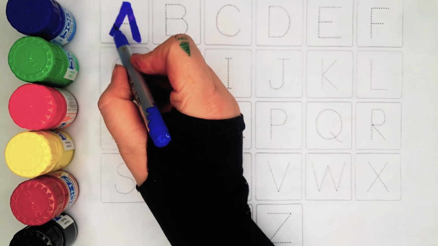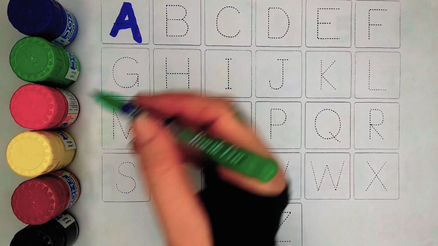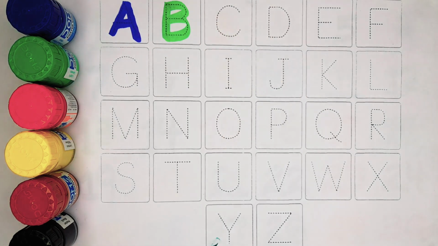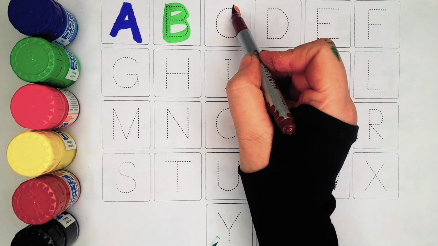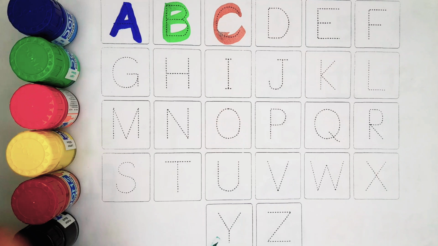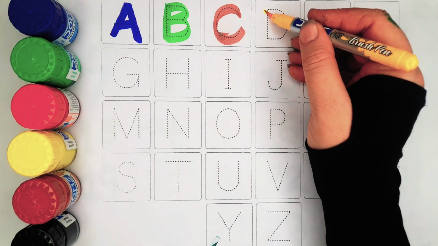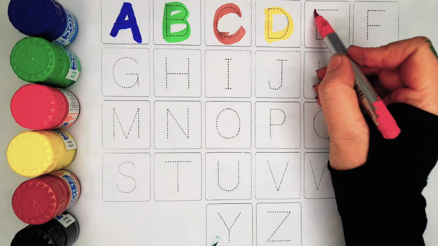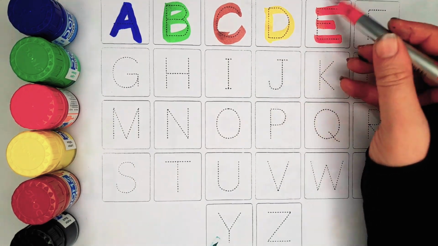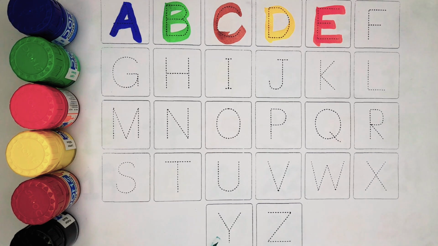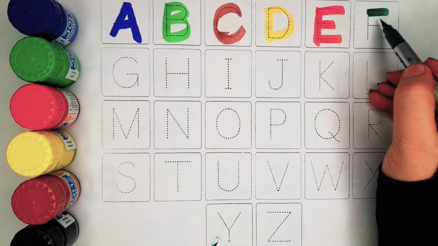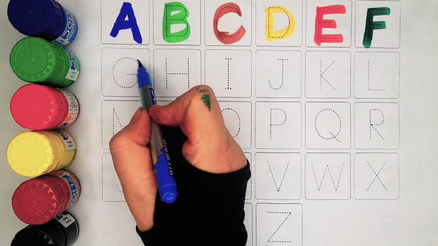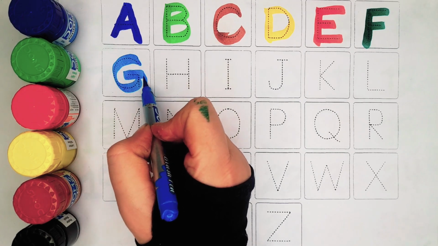A for apple. B for balloon. C for cartoon. D for Doraemon. E for eagle. F for fish. G for grapes.